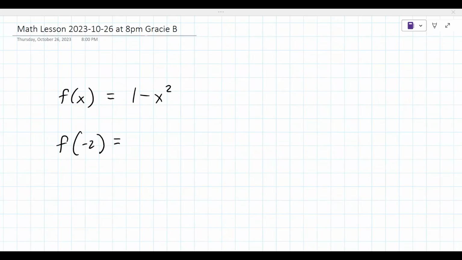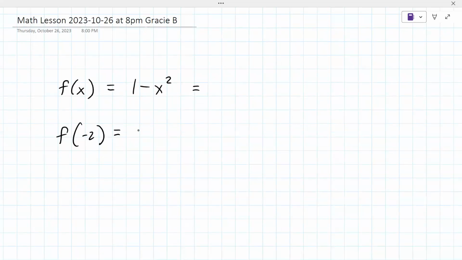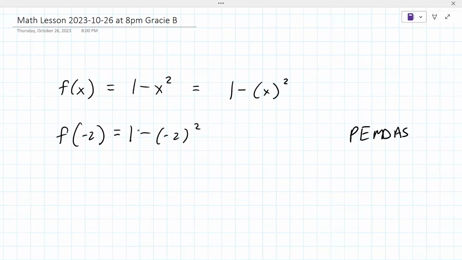Is it just -4? Oh wait. So the thing is that you want to treat this variable like it's in parentheses. So when you substitute in for the number, you're just putting it in that parentheses. And then order of operations says we're going to do exponents before adding and subtracting, multiplying and dividing. So then -3. It is -3. Good.